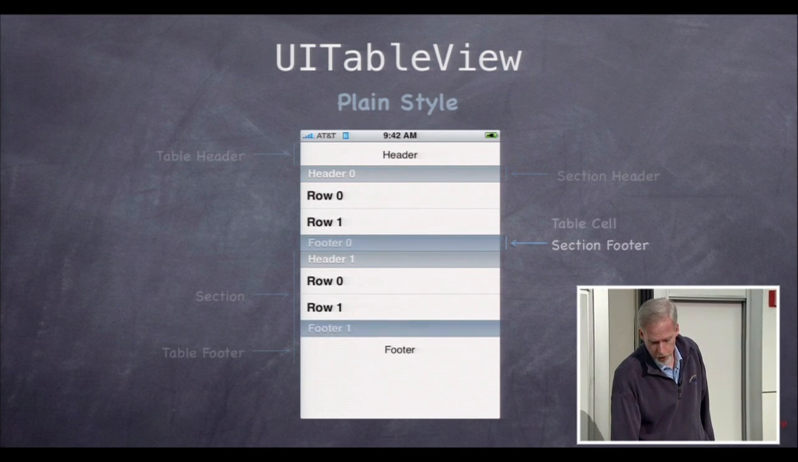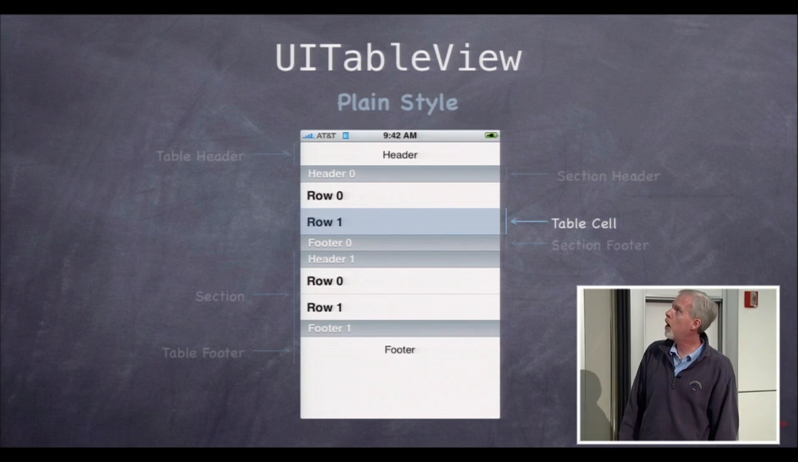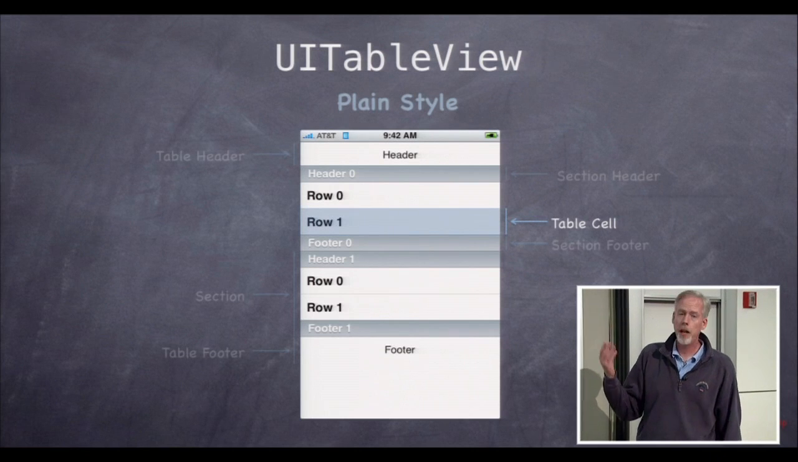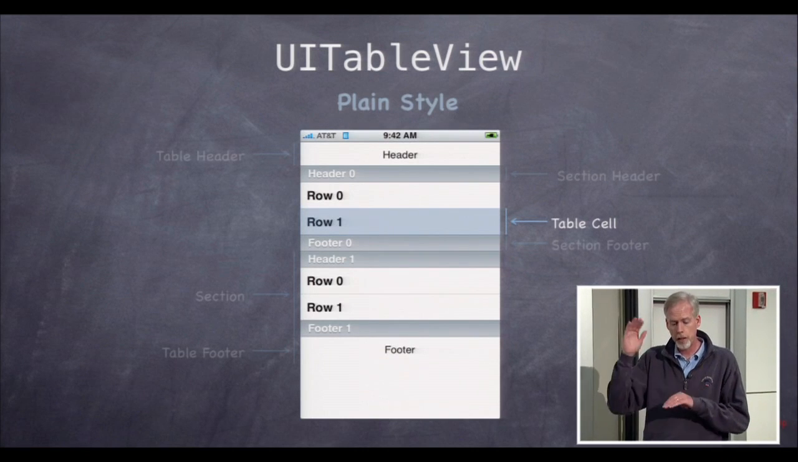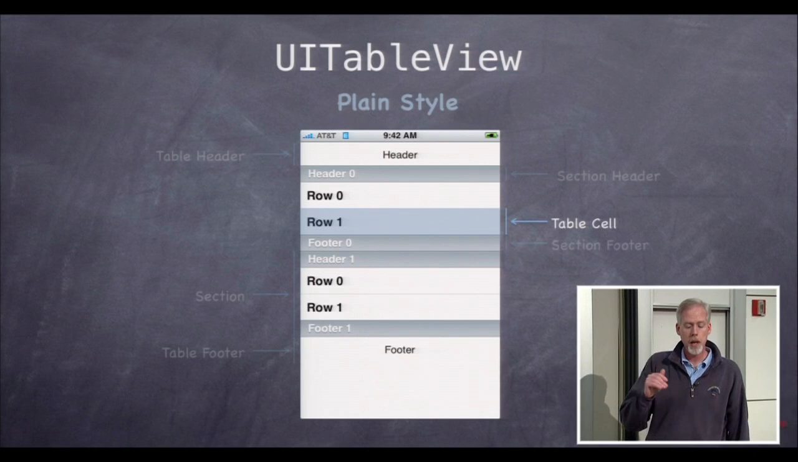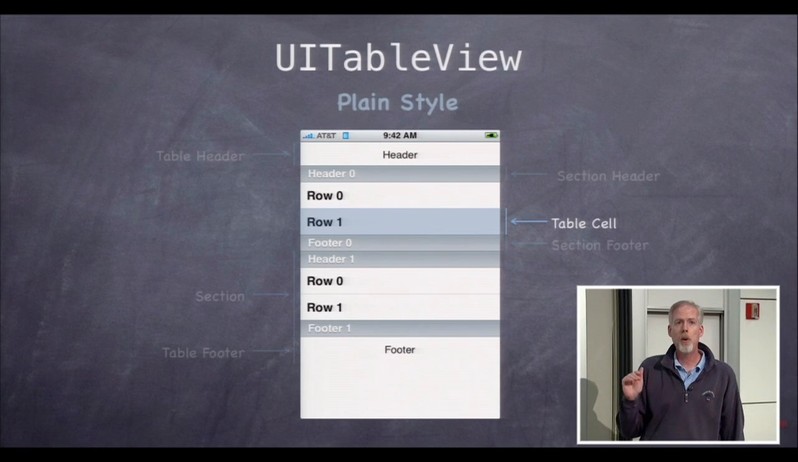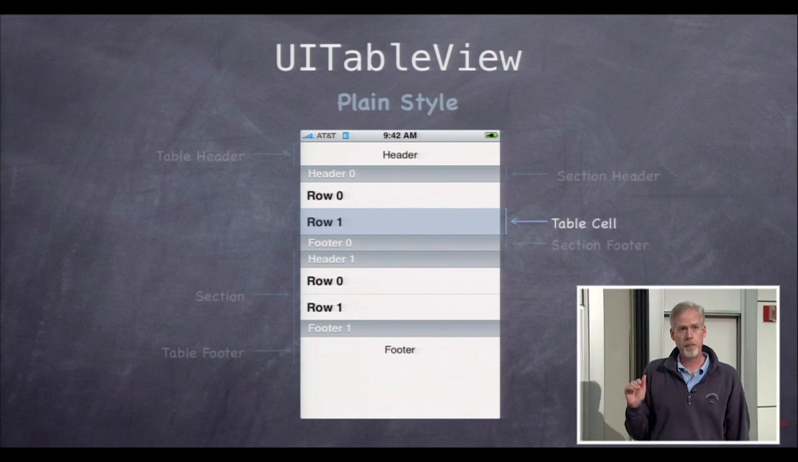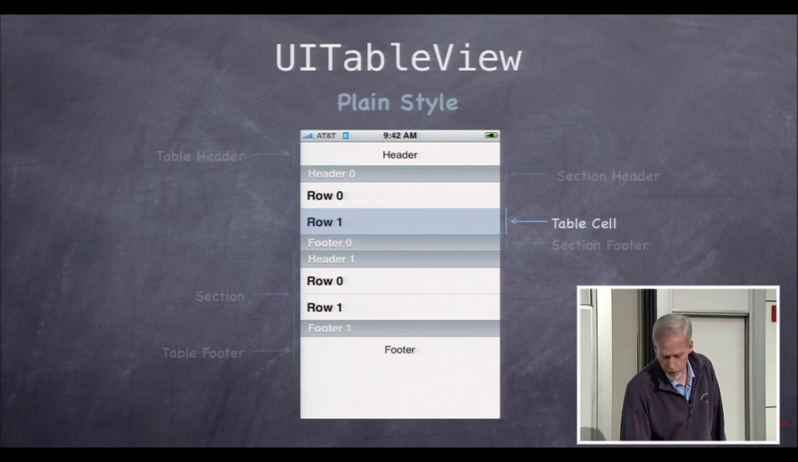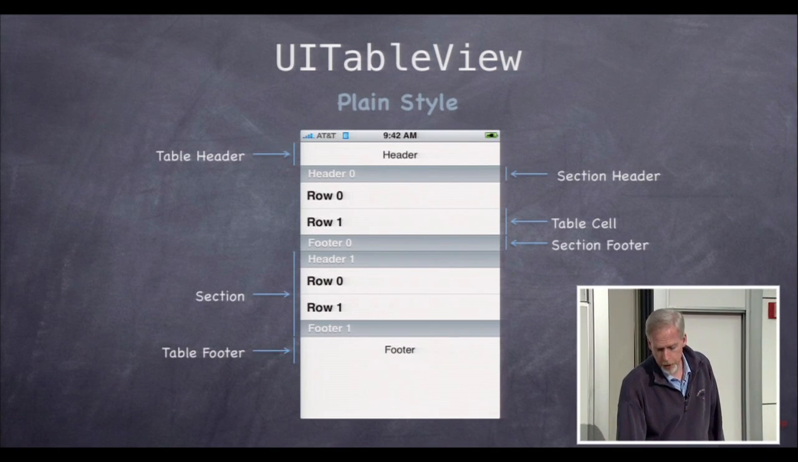Also, sections have footers. Each row in the table, the thing that's not a section header or a footer and not the header and footer view, each row is a UI view. And we call that UI view a table view cell. Okay, so that's the word we use to mean that. And so that's the summary of that.